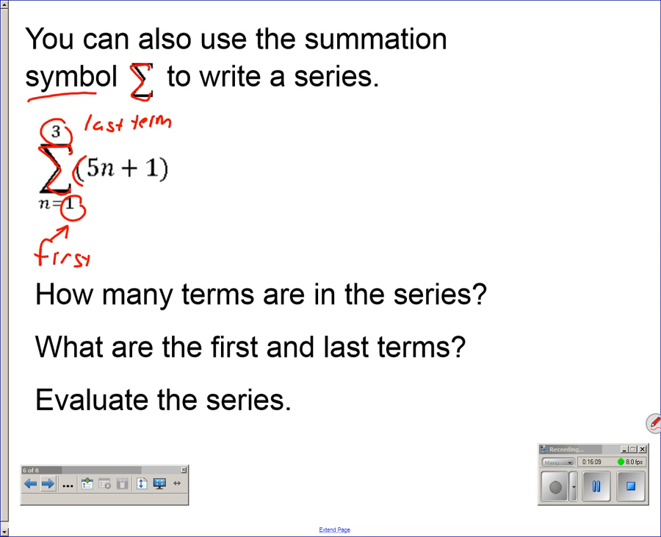Now, what's in parentheses of the sigma notation? This is just your pattern. This is telling you what pattern you're following, what sequence you're going to have. And this formula inside the parentheses will always be your explicit formula. So just by looking at this equation here, 5n plus 1, what kind of explicit formula is that? Arithmetic or geometric? Arithmetic. This is a linear equation. Remember, linear equations are arithmetic equations. 5n plus 1 is just linear.